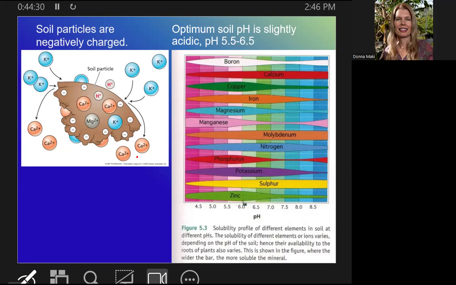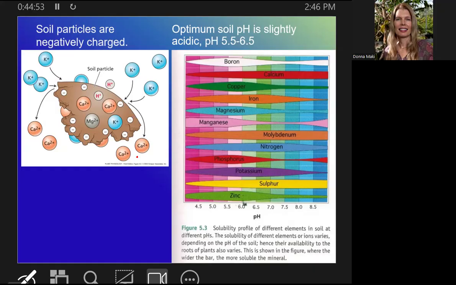So if you've taken soils class or taken plant phys with me, this should look familiar. So this is the idea that when you look at soil systems, the soil particles are negatively charged. So that means positively charged minerals can hang out and attach to the soil.